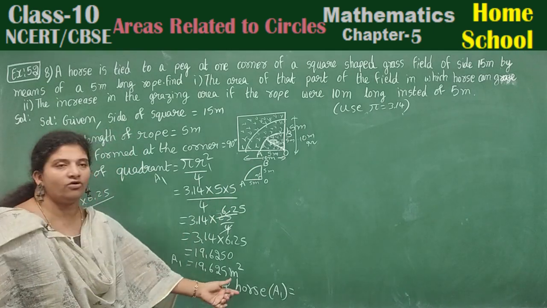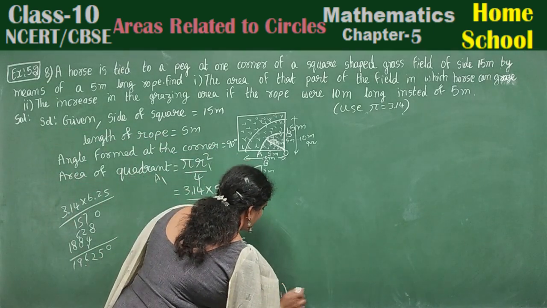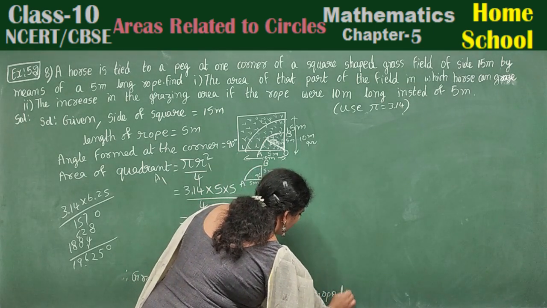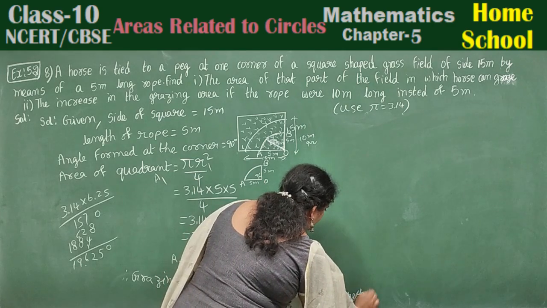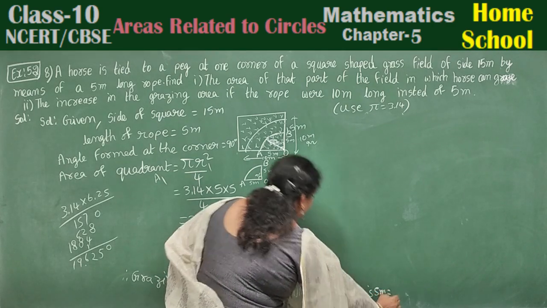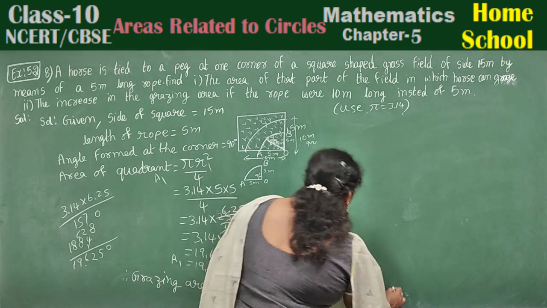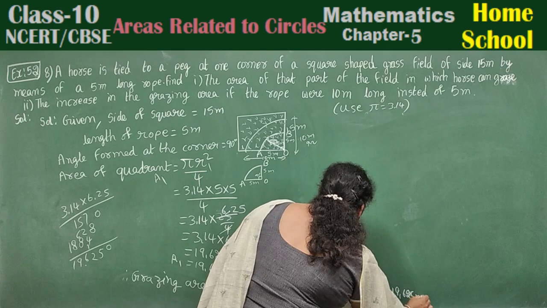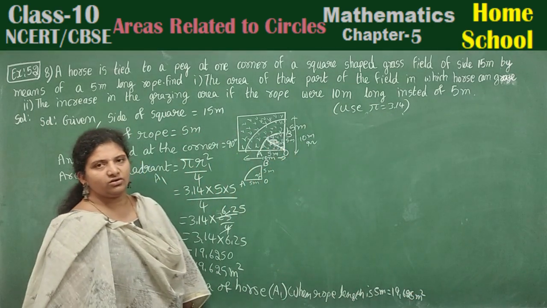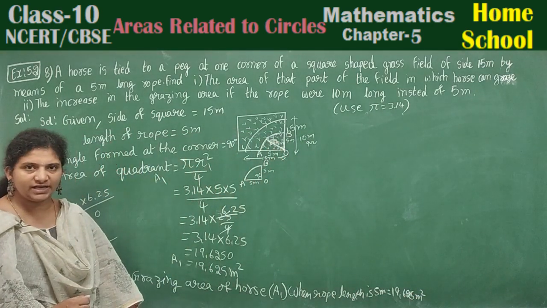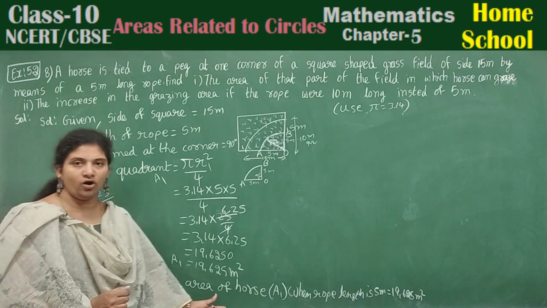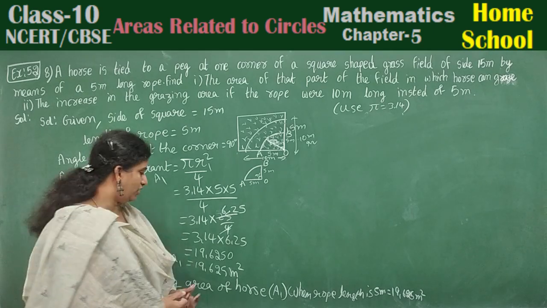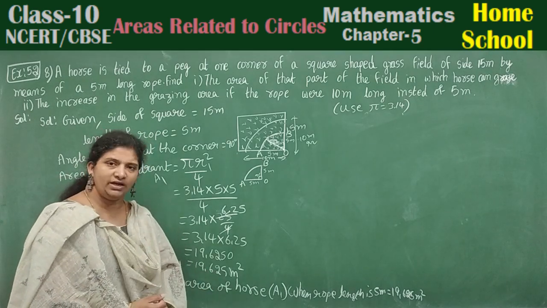Therefore, grazing area of horse, A1, when the rope length is 5 meters is equal to how much? 19.625 meters square. So, end this first sub-question statement. Therefore, grazing area of horse A1 when rope length is 5 meters is equal to 19.625 meters square.